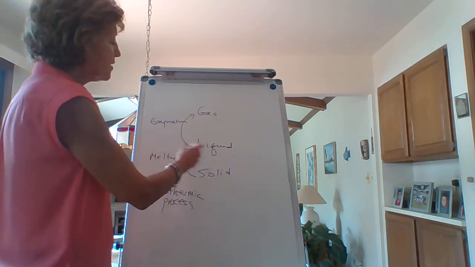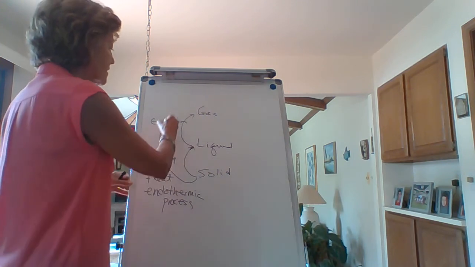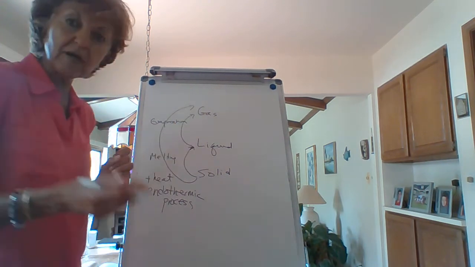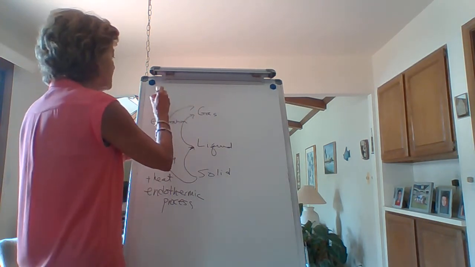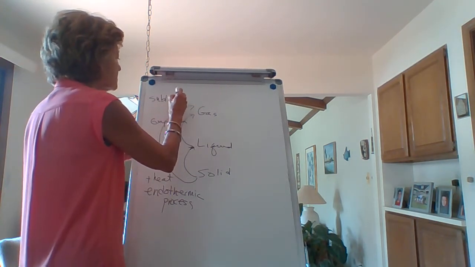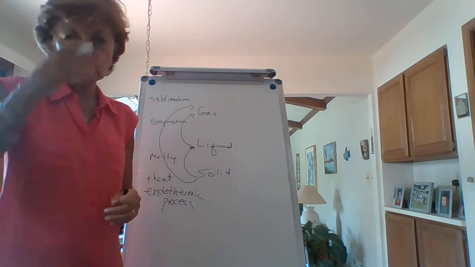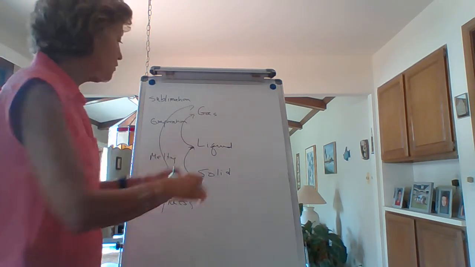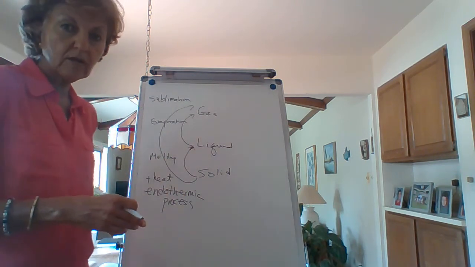To skip the liquid phase entirely and go from a solid directly to a gas, if you remember we talked about that in a previous chapter, I think it was the first chapter, that is sublimation. Sublimation is also an endothermic process where you're putting heat in so you can go from a solid directly to the gas, bypassing the liquid state.